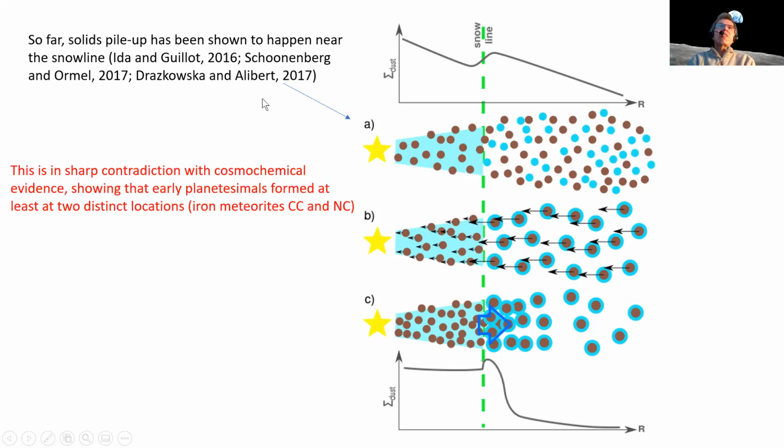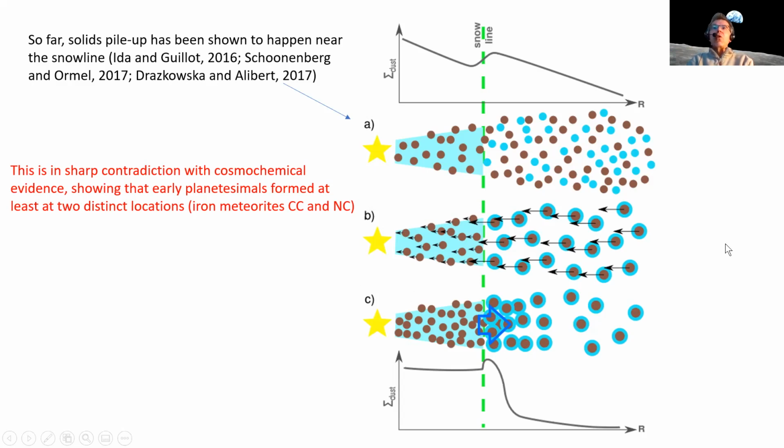However, it's clear from what I presented in the first part of my lecture that it makes no sense for planetesimals to form at a unique location in the protoplanetary disk. We have seen that the cosmochemical evidence is that the early planetesimals in the solar system formed at least at two distinct locations, because we have iron meteorites, which come from planetesimals that formed early enough to differentiate, that belong to both the carbonaceous chondritic group and the non-carbonaceous chondritic group, with completely different isotopic distributions. And if all planetesimals formed in the same place, this would not be possible.